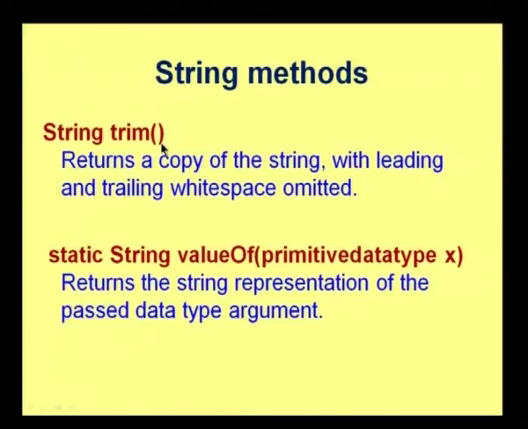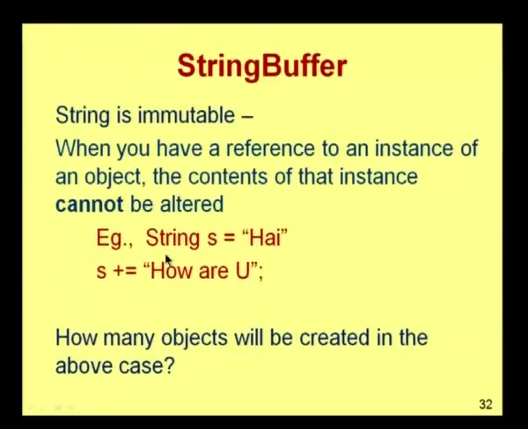I can also trim my string, which returns a copy of the string with leading and trailing white space omitted. Next, I can use valueOf. I can pass any primitive data type as the parameter, and valueOf will return the string representation of the passed argument. If I pass an int, the string representation of the int is returned. If I pass a float, the string representation of the float is returned as the response.